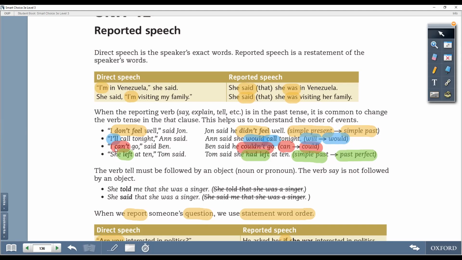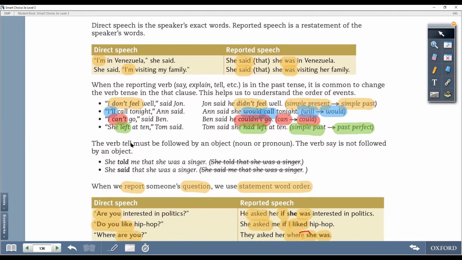Another example: "I can't go," said Ben. So, Ben said he couldn't go. Can becomes could. And now, simple past. "She left at 10," Tom said. So Tom said she had left at 10. Simple past becomes past perfect. Okay?